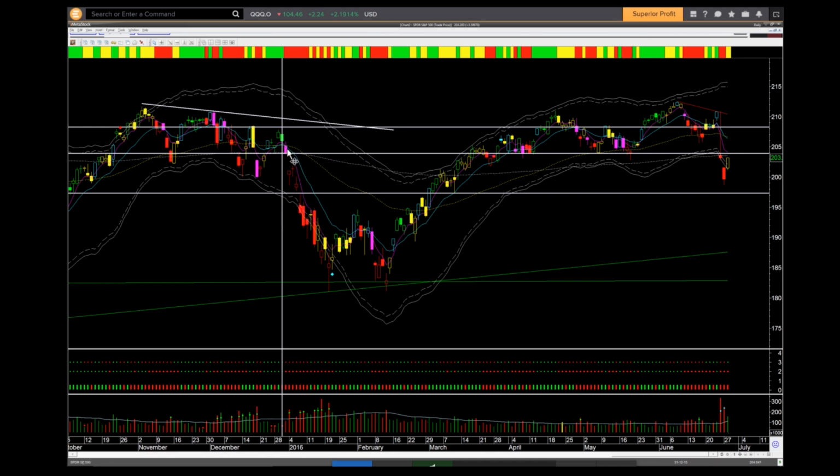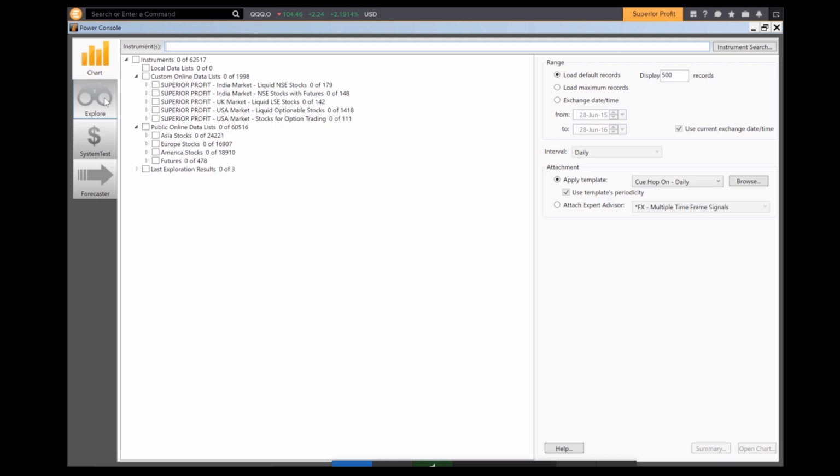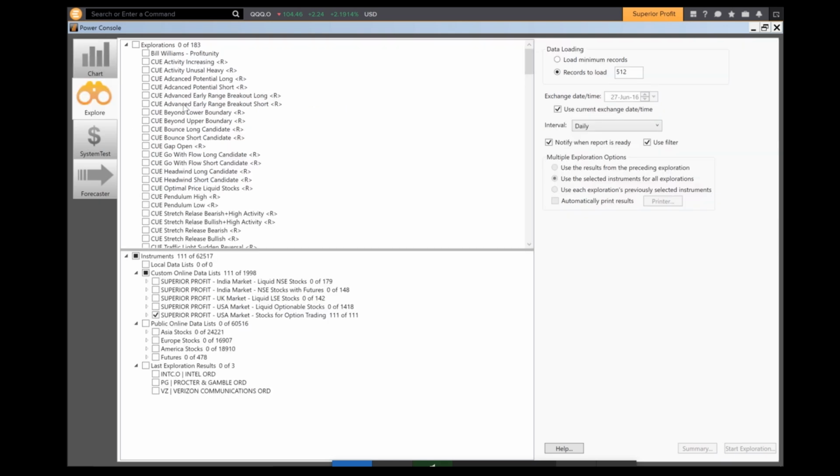Now the question comes, how would we know that there was a go with flow short signal on this day? That is S&P 500 on 31st December. We know that by using Sonar, which is the Explorer in MetaStock. We have a large number of explorers to identify trades quickly. The ones most used by our traders are Q go with flow short, Q go with flow long, Q bounce short, Q bounce long, and Q headwind short and long.